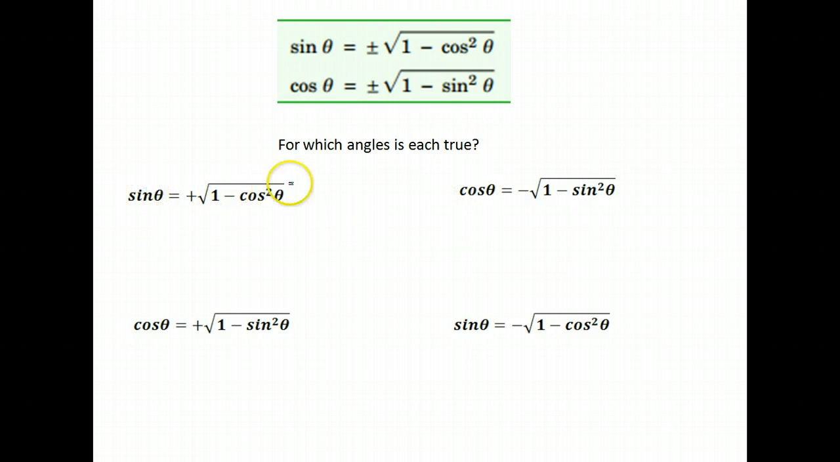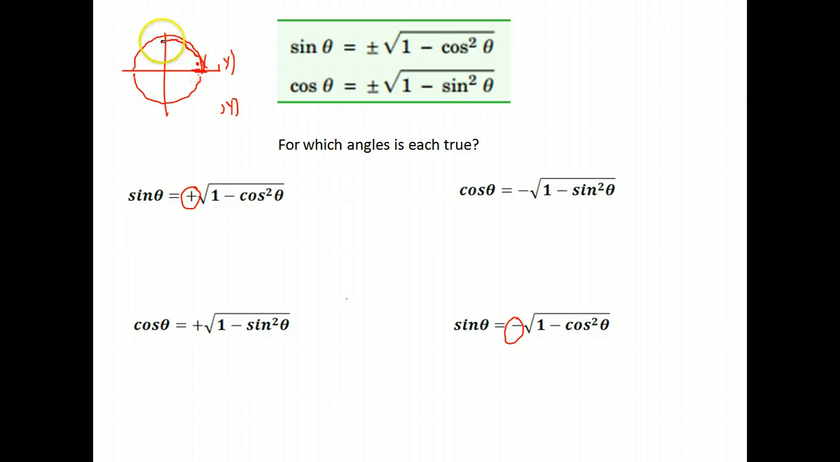Okay, so for what values would the sine of theta be the positive square root of 1 minus cosine squared? Well, remember on our unit circle we had places where sine was positive and where sine was negative. Remember, for a given point, the sine is the y value. So it would be places where the y value is positive. Okay, so that's where this would come into play. That's why we have positive, and down here a negative, because some places sine is positive and some places sine is negative.